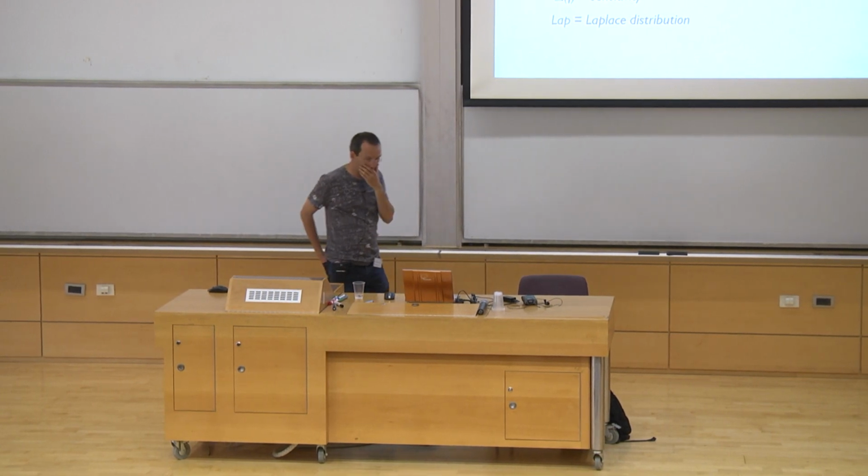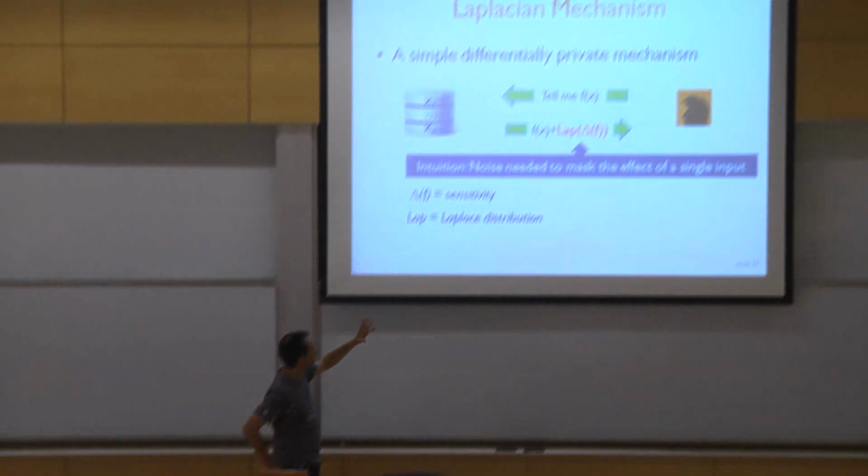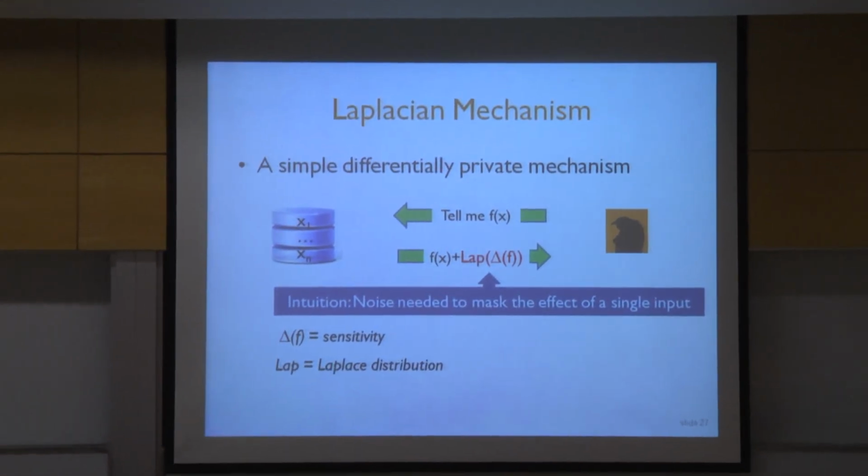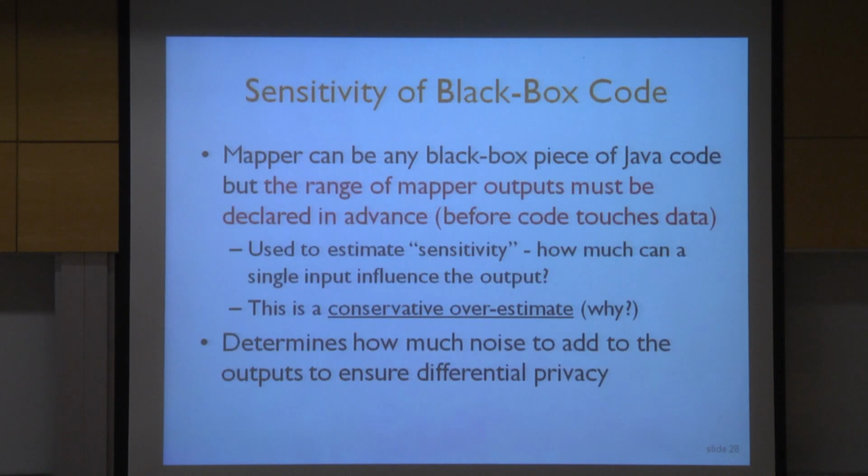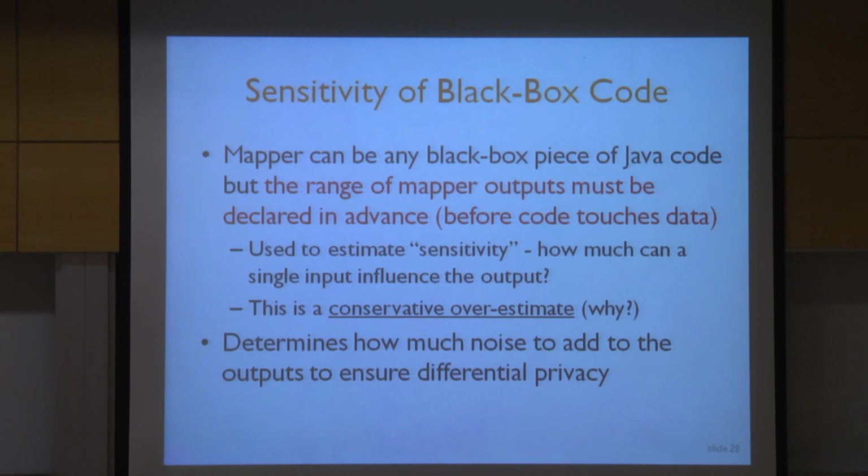So that's the mechanism we'd like to use. This is known as the Laplacian mechanism, where you add exponential noise to mask the effect of a single input. But applying it in our case is a problem because we don't know the sensitivity. The way we get around it is we require the computation provider to declare the range of possible outputs that his mappers can produce in advance. Before code touches the data, he has to say, my mappers can only produce values in a particular range. And we use that declaration to estimate sensitivity.